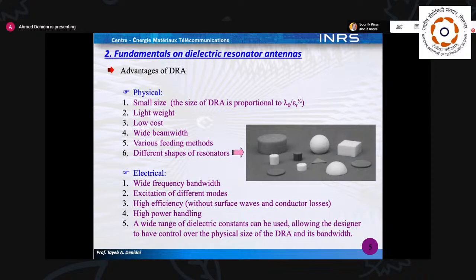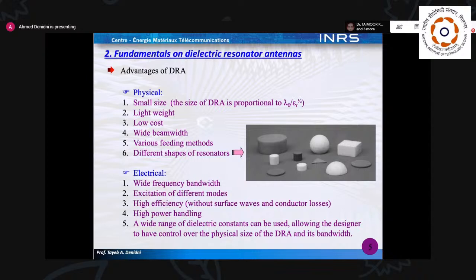If you excite two orthogonal modes at the same time, this is also an advantage compared to microstrip. And we also have high efficiency, because with this type of dielectric resonator we don't have a surface wave, and we don't have conductor loss because there is no conductor in the antenna. This means we avoid the conductor loss that we see in microstrip or wire antennas.